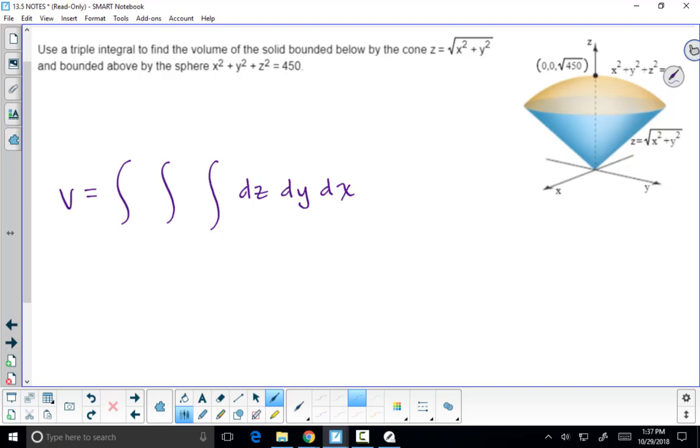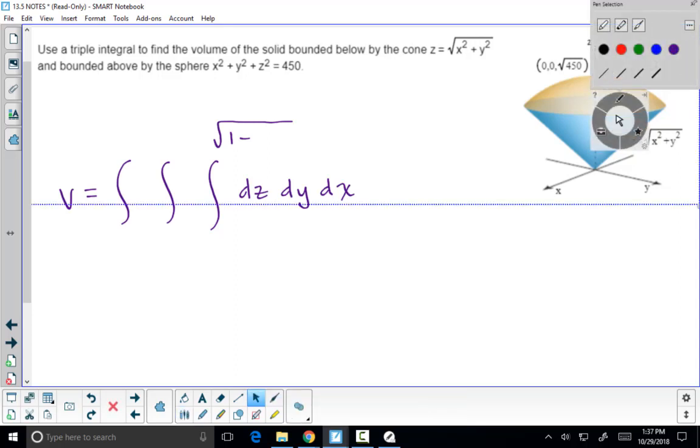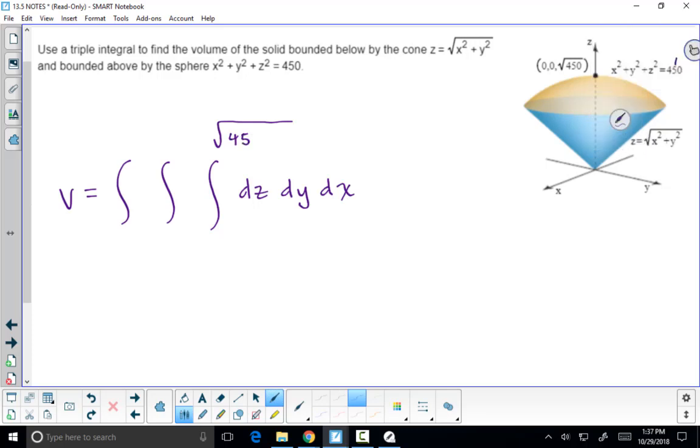Okay, so for dz, the upper surface, we have to solve that for z. Wait, is that a 1 or is that a 450? It's a 450, not a 1. Okay, well, we know it's a 450. Hopefully that goes away. It's going to be funny to watch later.